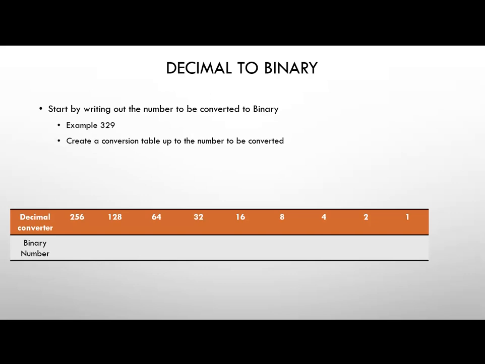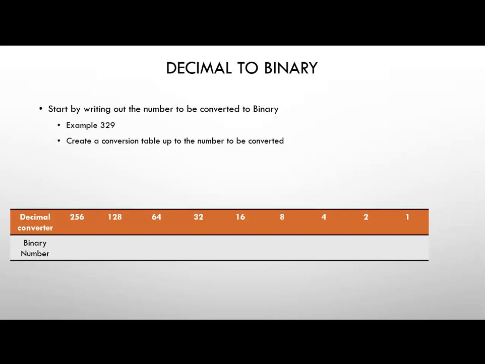So from decimal to binary, you want to start out by writing out the number to be converted to binary. For example, 329. Okay, so we're going to write 329 down, and then we're going to create a conversion table up to the number to be converted. So again, my conversion starts with 1, I double it to 2, double to 4, double to 8, 16, 32, 64, 128, 256. If I double 256, I'll end up with 512, and I don't need 512 because my number is 329. So I'm going to stop here at 256.